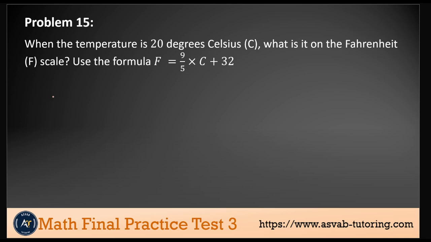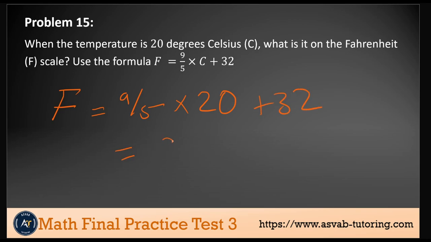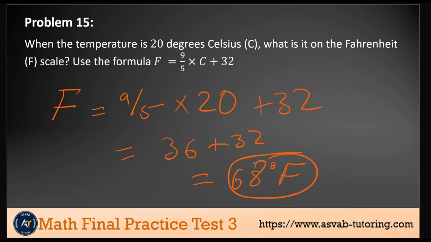Well, let's figure it out. The Fahrenheit would be 9 over 5 times 20, which is the Celsius, plus 32. So that would be 36 plus 32, which comes to 68 degrees Celsius. Wait, no, that would be 68 degrees Fahrenheit. Okay.